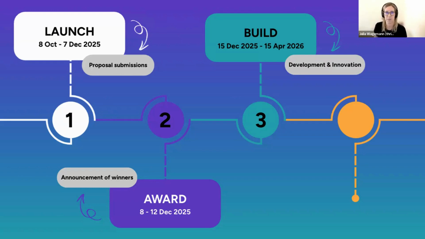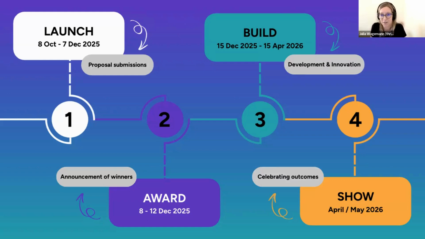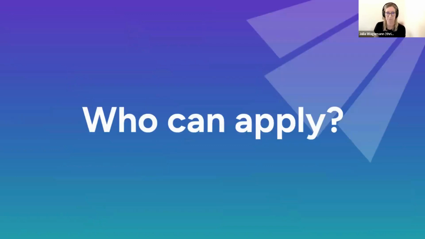So this is where the development and the innovation happens. And then after the 15th of April, there will be what we call a show phase. This is where we want to celebrate your outcomes. This will definitely also be together with a geospatial industry event in April, May. So during spring 2026, we will celebrate your outcomes. We will show the results you developed and celebrate your participation in the program.